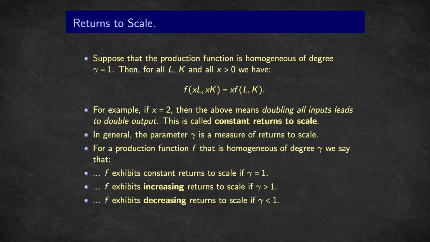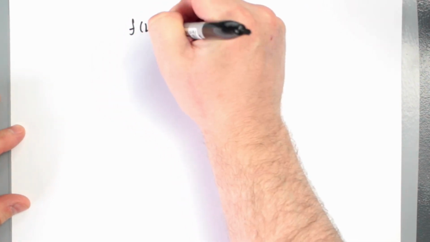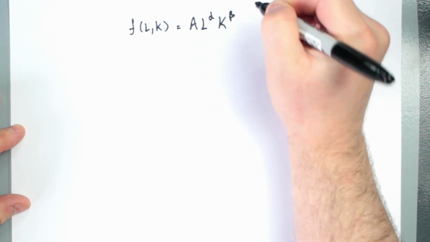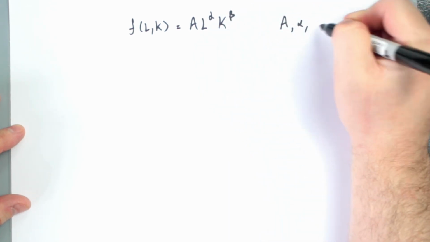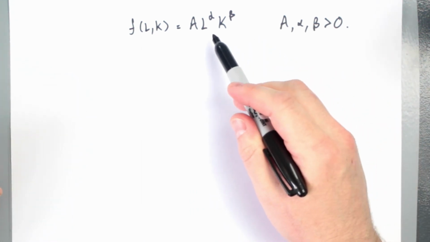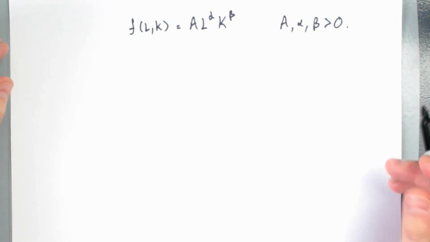Let's work through an example using the Cobb-Douglas production function to highlight the idea of homogeneous functions and the connection to returns to scale. Okay, so let's look at the Cobb-Douglas long-run production function again. If we remember the Cobb-Douglas function, f of L, K is equal to A times L to the power alpha multiplied by K to the power beta, where A, alpha, and beta are positive constants. We want to show that, first of all, this is a homogeneous function, and we'll establish the degree of homogeneity, and then look at the idea of constant or increasing or decreasing returns to scale.